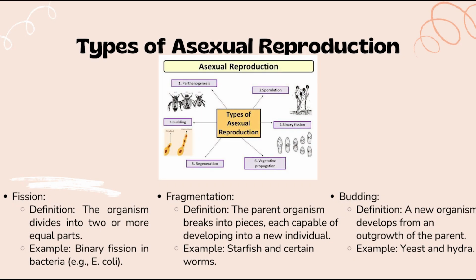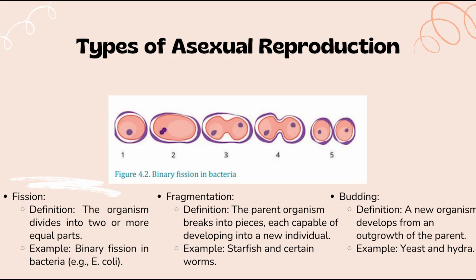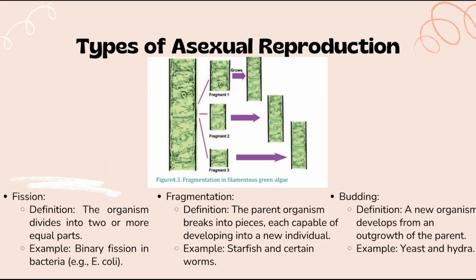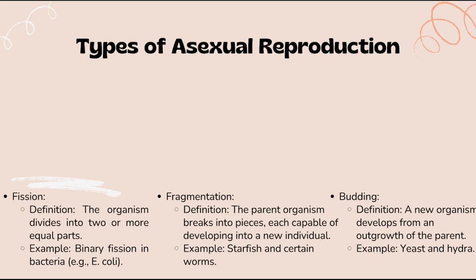Types of asexual reproduction. Asexual reproduction happens in several ways. The first one is fission, where the organism splits into two or more equal parts. The other one is fragmentation, where the body breaks into pieces and each piece grows into a new organism. The third one, budding, where a small growth or bud forms on the parent and develops into a new individual, and each type is suited to different life forms. Let's look at each one more closely.